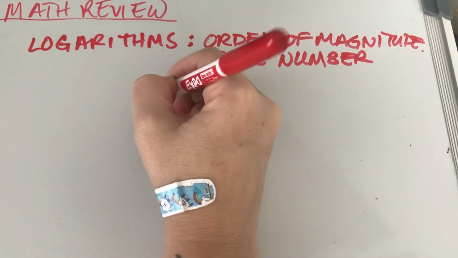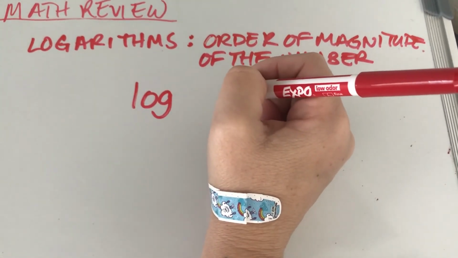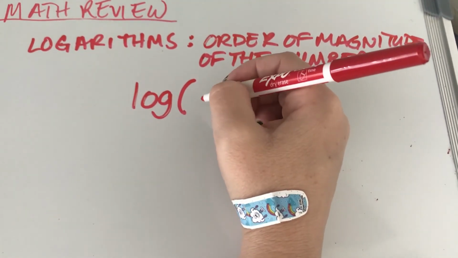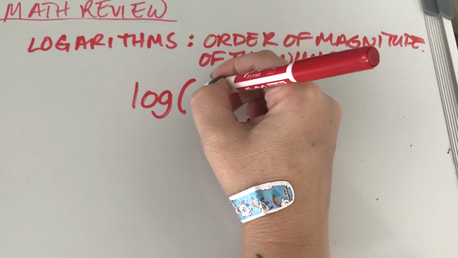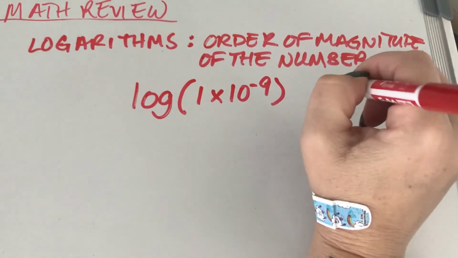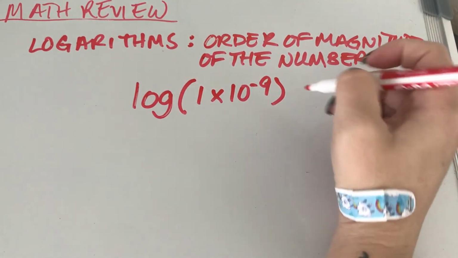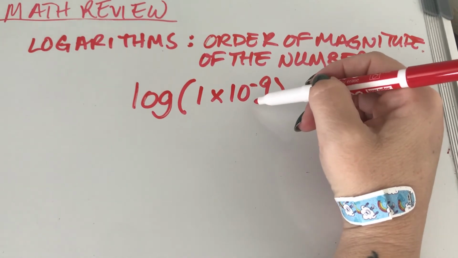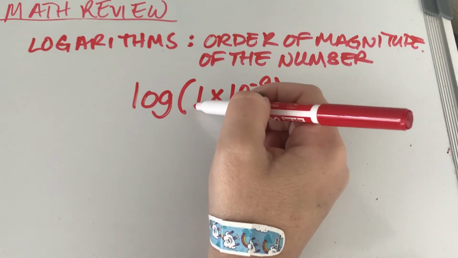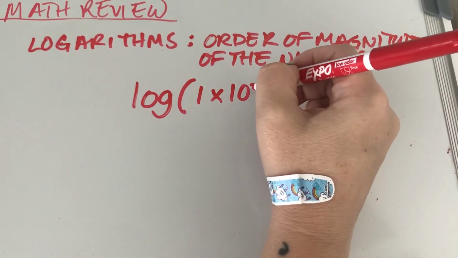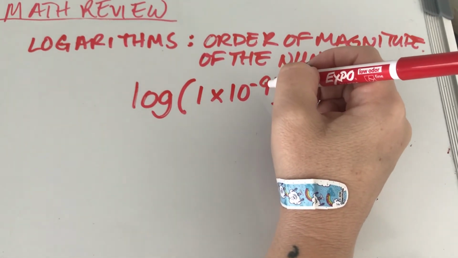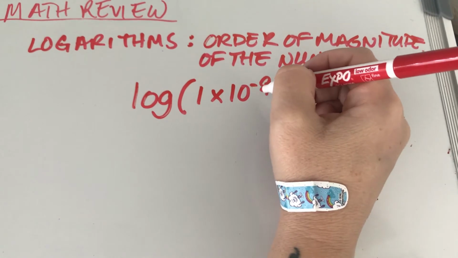So log is how we represent the logarithm, and we put whatever number we want to take a logarithm of in parentheses next to it. So let's say I have 1 times 10 to the negative 9th, and I want to take the log of that. Anytime you take the log of a number, if the coefficient here is just 1, then whatever your power of 10 is, that's what your answer is going to be, right? So anybody have a calculator handy? Can you go ahead and put this into your calculator?